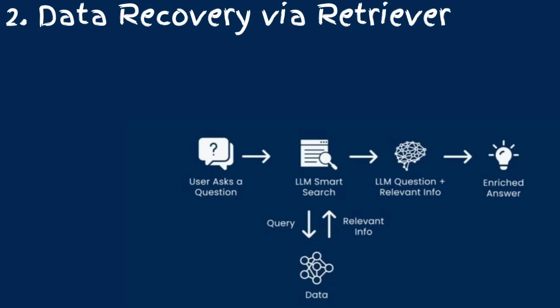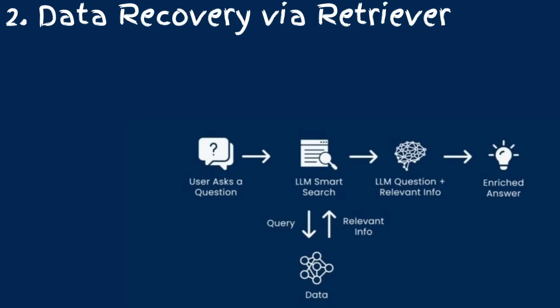So how does retrieval work? First of all, a user asks a question. For example, what are the latest developments in AI ethics? Then the retriever converts the question into a vector representation. Instead of just looking for the words AI ethics, it understands the meaning behind the query.